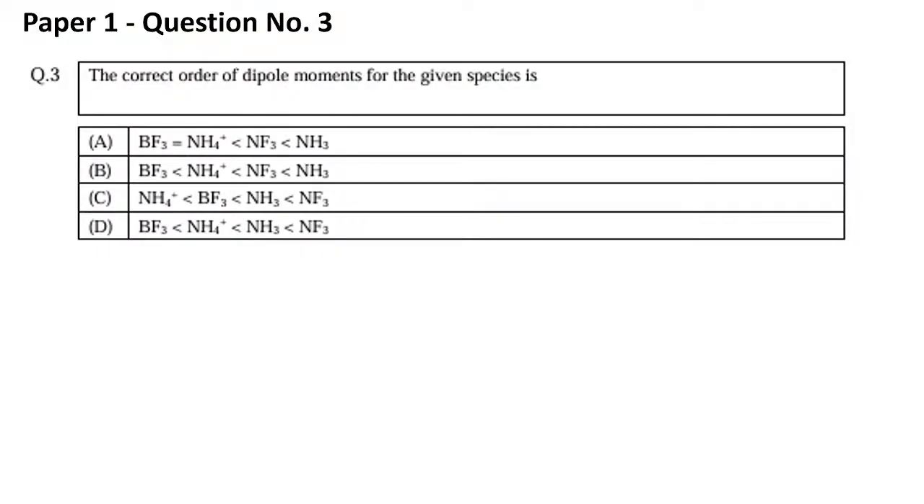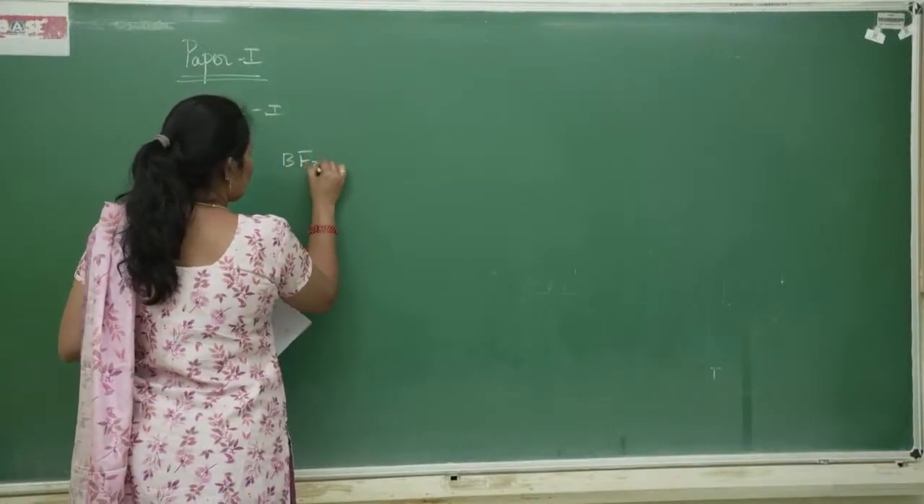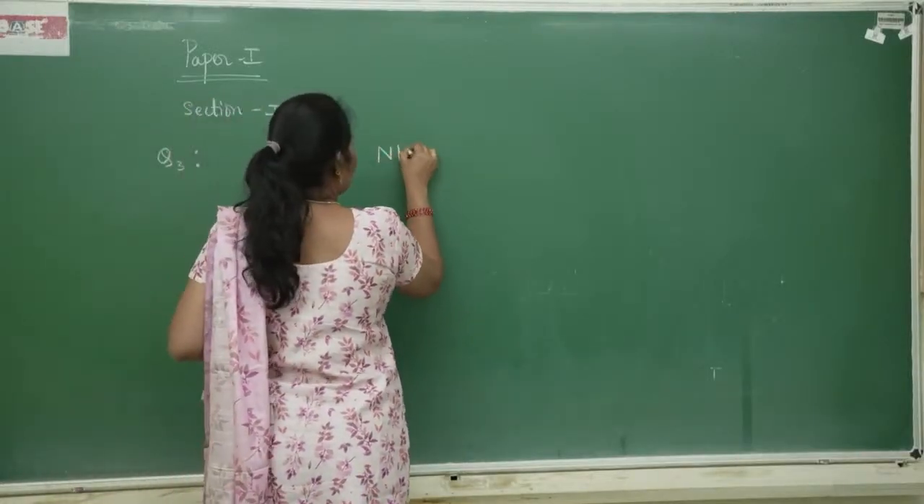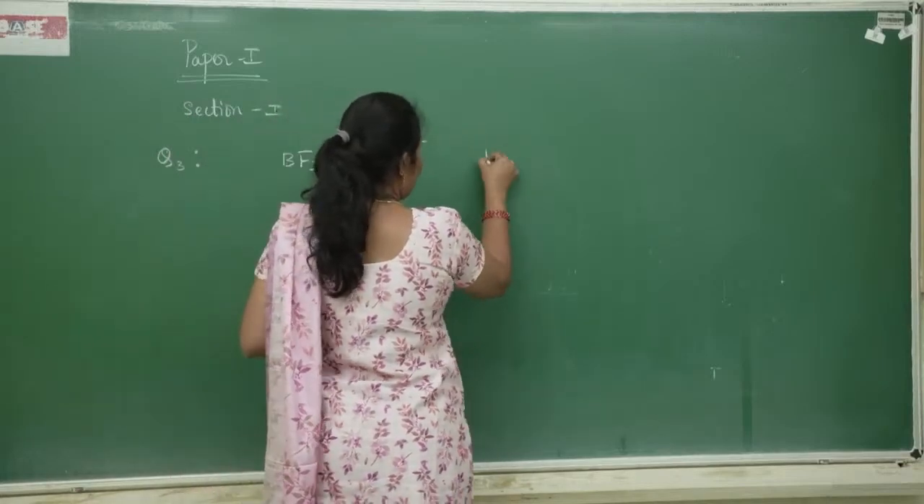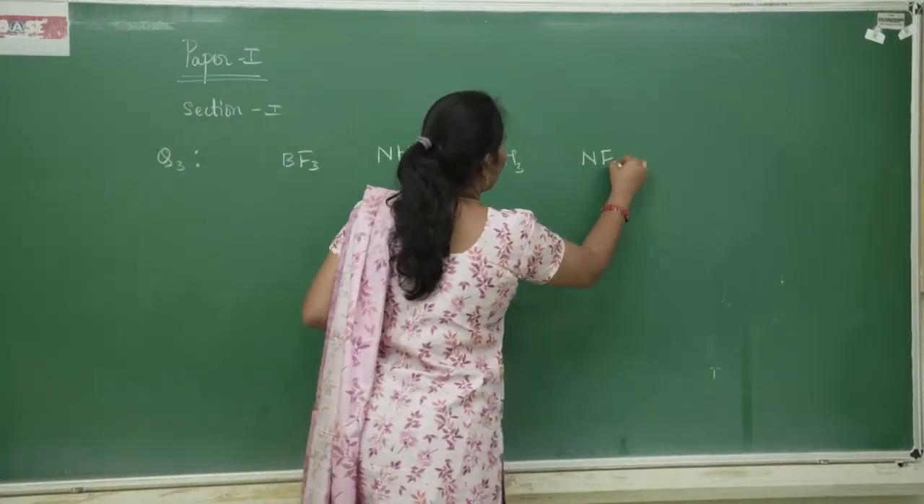The correct order of dipole moments of the given species is... They have given 4 molecules and they are asking us what is the correct order of their dipole moments. The molecules are like this. First you have BF3, then you have NH4 plus, NH3 and NF3. So you have 4 molecules.